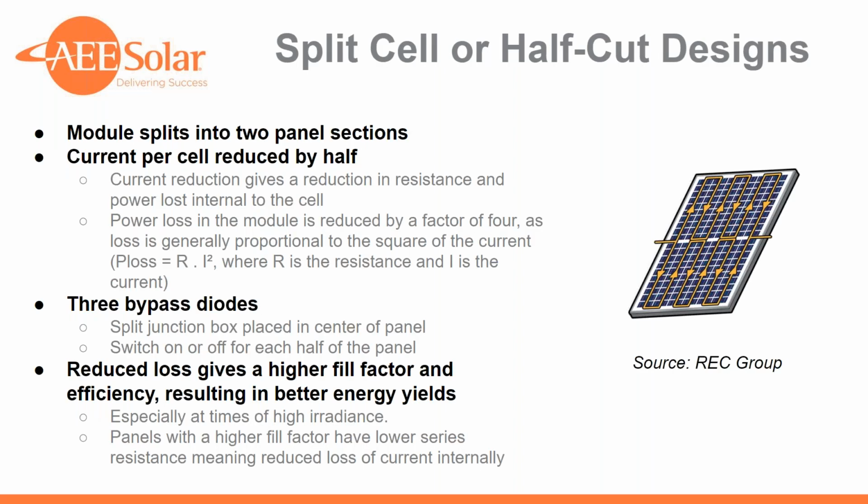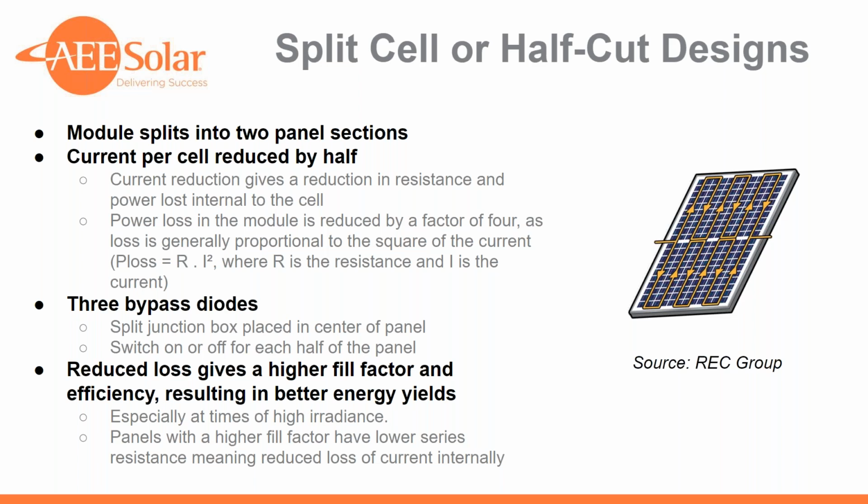So this is split cell or half cut designs. We take what had previously been a 60 cell module. We cut the module into two sections. We use half cut cells. So we take what had been a 156 millimeter or 161 millimeter cell, we split it in half, and we arrange all of those in this layout here.